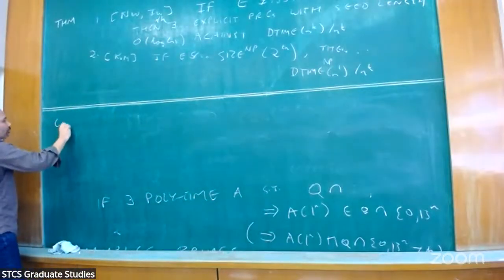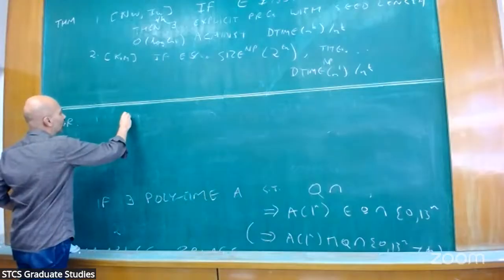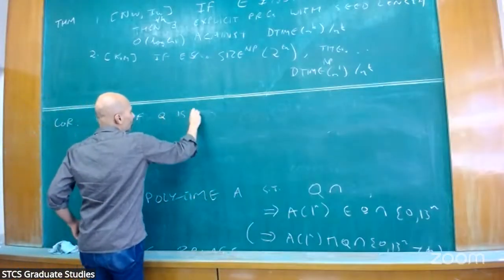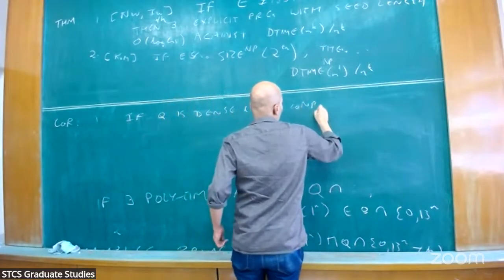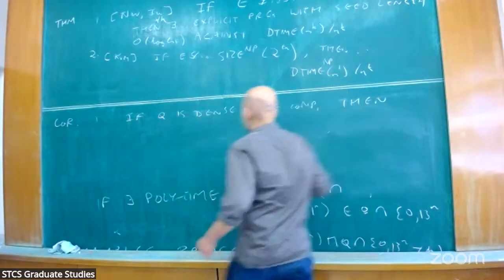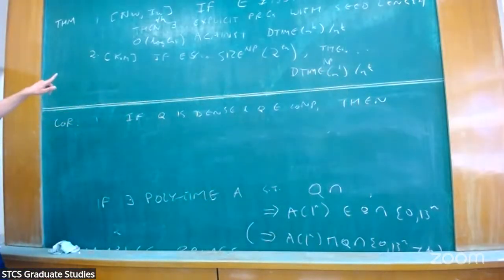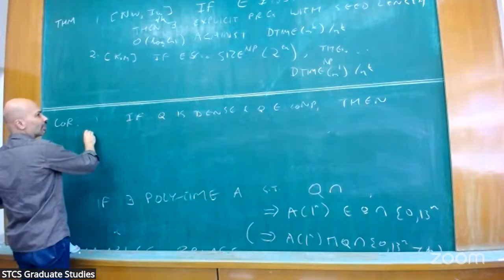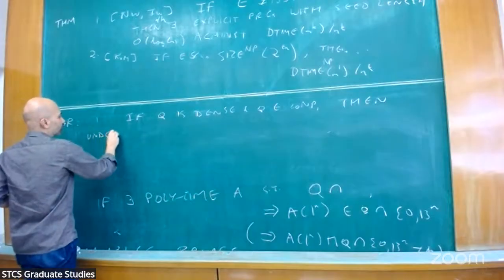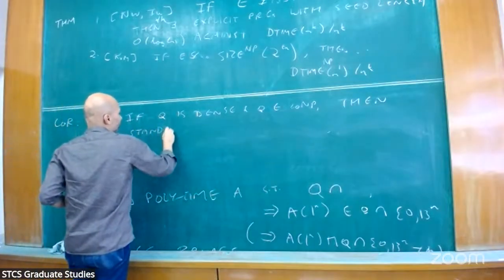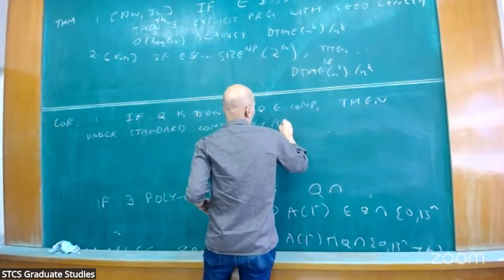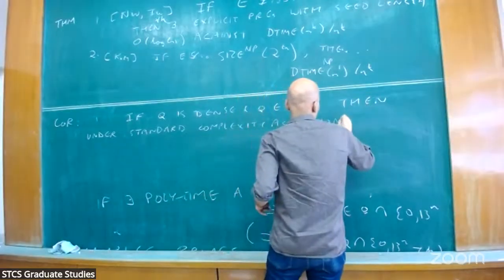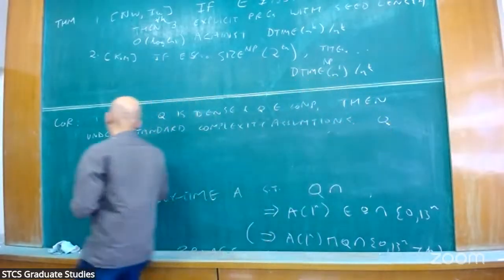So the upshot is that if Q is dense and Q is in co-NP, then under standard complexity-theoretic assumptions, and by standard assumption here I mean the Klivans-van Melkebeek assumption that E is not in i.o. SIZE^NP of 2^(epsilon n), then under standard hardness assumptions, Q has a list-explicit construction.